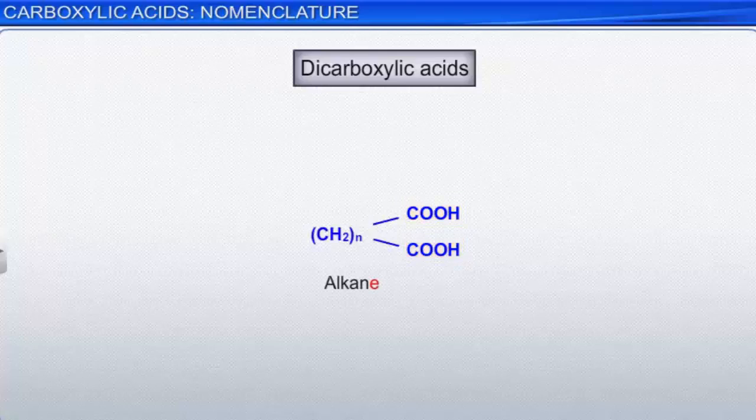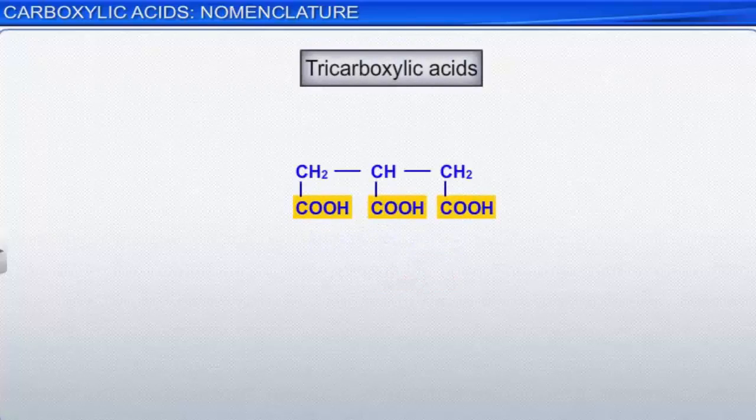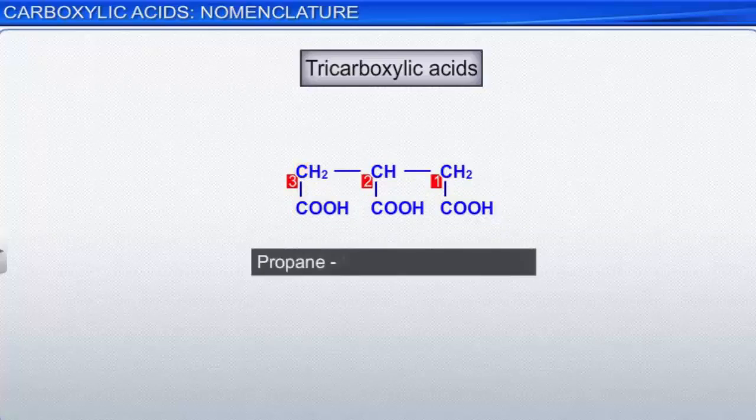For naming compounds containing more than one carboxyl group, the ending E of the alkane is retained, and the multiplicative prefix di, tri, etc. is added to the term oic acid. The positions of the COOH groups are indicated by Arabic numerals before the multiplicative prefix. For example, the compound shown here, which contains 3 carboxyl groups on the first, second and third carbons, is named propane 1, 2, 3 tricarboxylic acid.